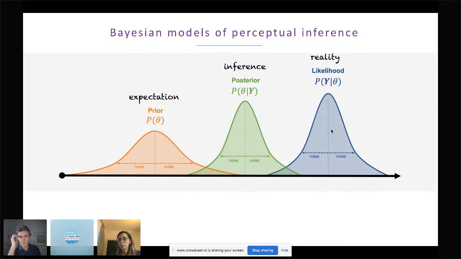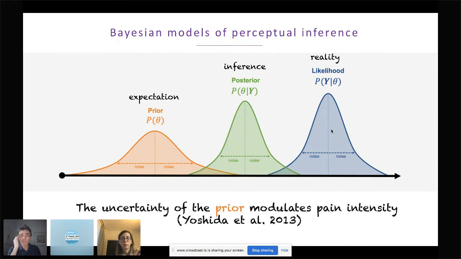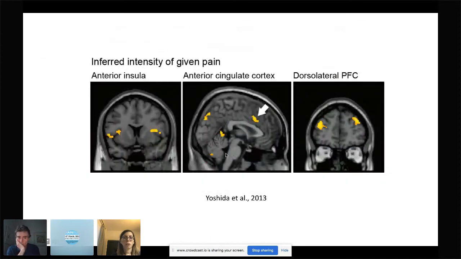Pretty much everything that Lauren has presented is in line with this view, although it hasn't actually been formally tested. This Bayesian view has been formally tested in one previous study by Yoshida, showing that the uncertainty of the prior modulates pain intensity, demonstrating that it is a relevant feature. And also imaging neural correlates for inferred pain intensity in the anterior insula and in regions that we know are important for pain evaluation and pain intensity.